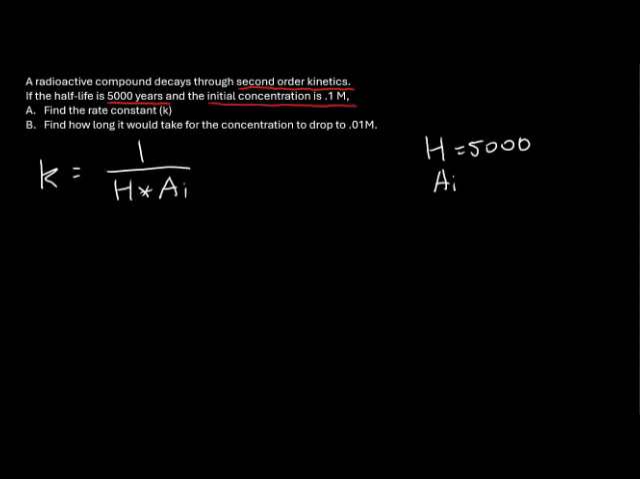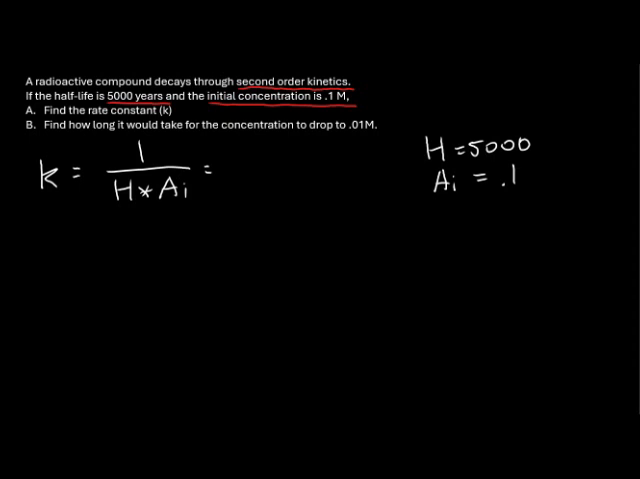Now we'll work a similar question. However, in this question, we'll be using second order kinetics instead, and that's going to change a great deal of the math. This time, finding the rate constant is going to use a different equation, and that equation will be 1 divided by the half-life multiplied by the initial concentration, A. Our half-life is still 5,000 years, and we'll say H is 5,000. Our initial concentration is 0.1 molarity. We'll say A initial is 0.1.